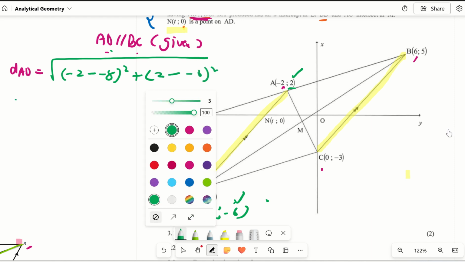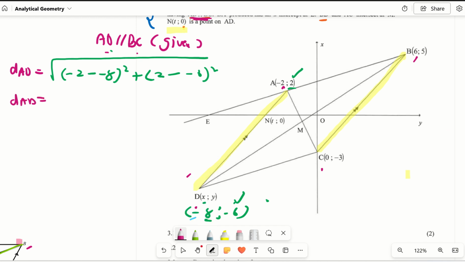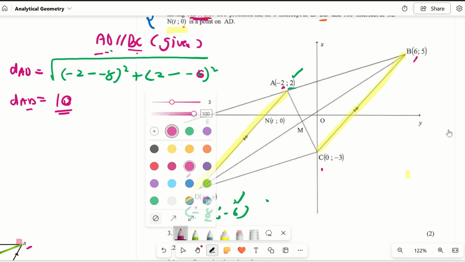Can you guys punch all of this into a calculator and tell me the answer immediately? Because distance, this is a 6, guys. Yes, 10 units. So therefore, AD is 10. So now let's find BC. It should also be equal to 10.